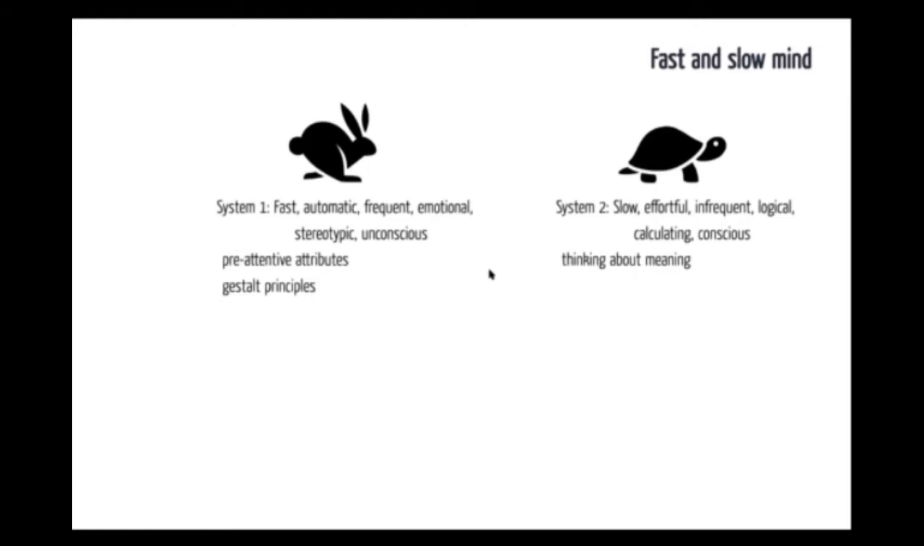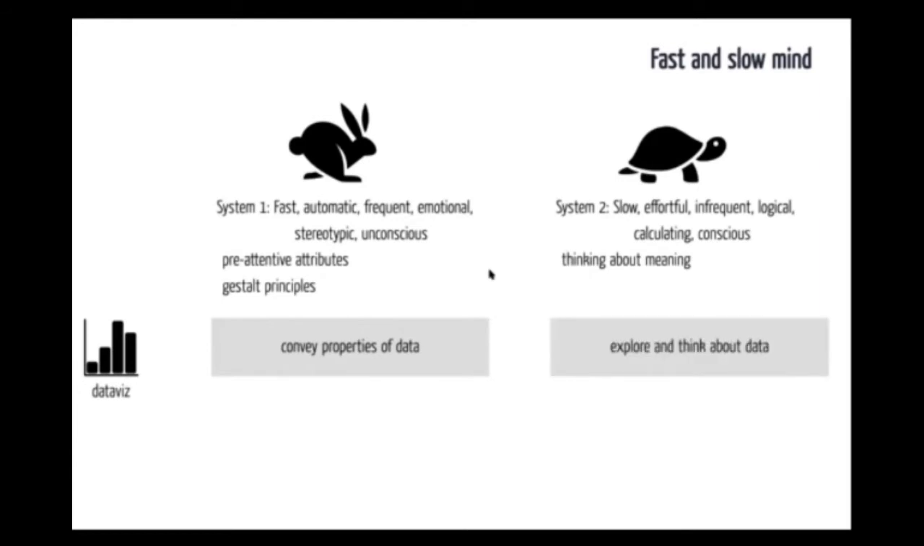Then there's System 2, the slow, effortful, infrequent, logical, calculating, conscious part of the mind. When we're looking at a data viz, the first thing that happens is we've got this preattentive, automatic assumption about relationships. But then after that, we can start thinking about meaning. So with data viz, the first thing we do is convey the properties of the data. And the second thing we do that takes more effort is we explore and we think about that data.